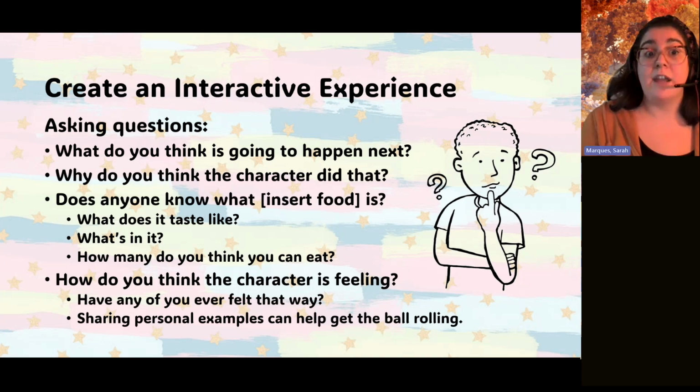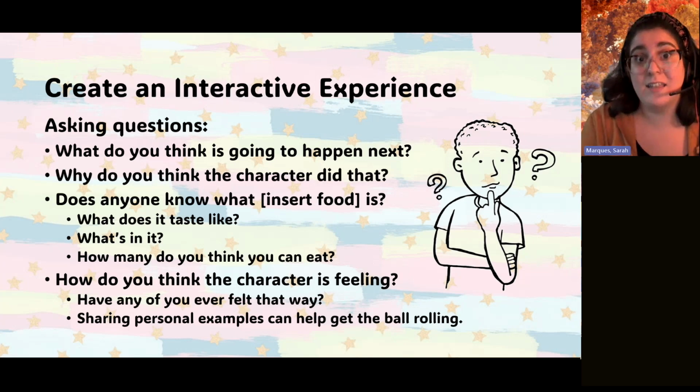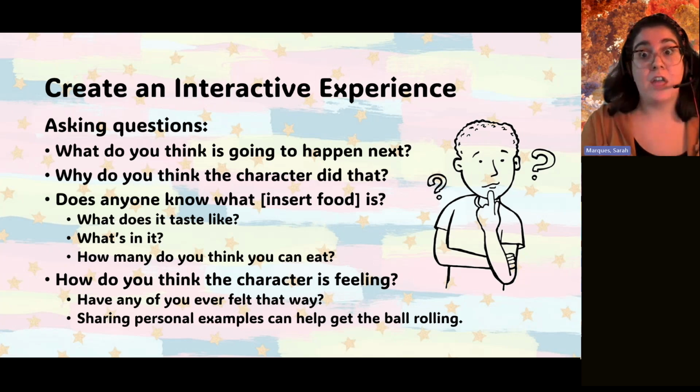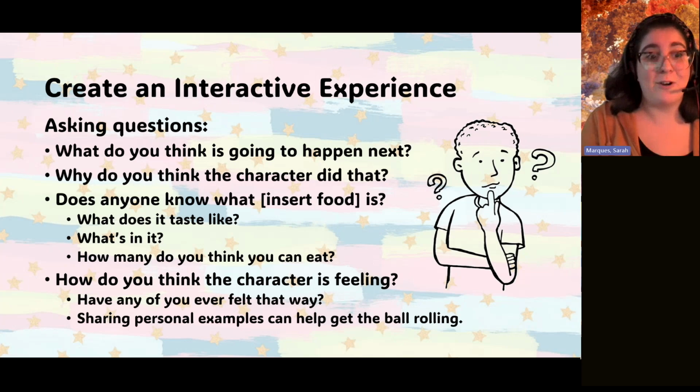Next up, you'll want to create an interactive experience. This can be as simple as asking questions during the story. So some questions could be, what do you think is going to happen next? Why do you think the character did that? It can really open up different perspectives on the book, and you'll find out things that you've never even thought about the story.